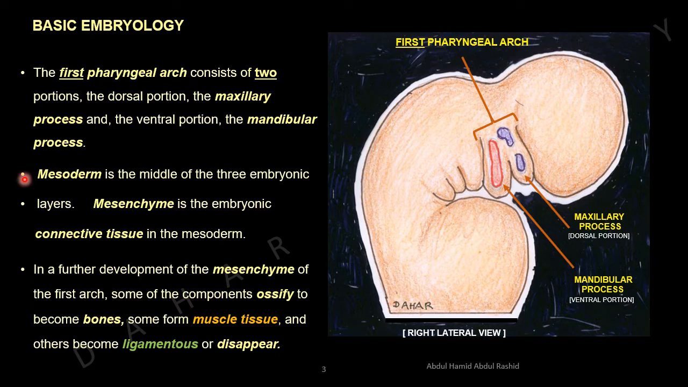Mesoderm is the middle of the three embryonic layers. Mesenchyme is the embryonic connective tissue in the mesoderm. In a further development of the mesenchyme of the first arch, some of the components ossify to become bones, some form muscle tissues, and others become ligamentous or disappear.